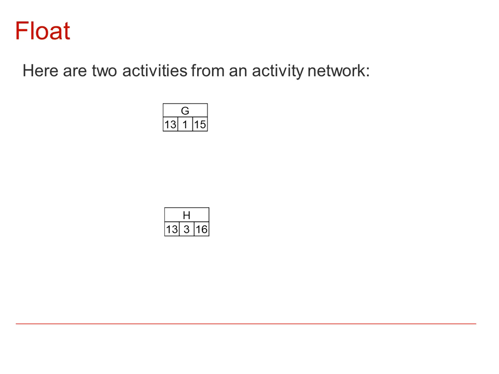So here we've got 2 activities, G and H. For G, the float is going to be equal to 15 minus 1 minus 13, so that gives us a total of 1. Whereas for H, the float is equal to 16 minus 3 minus 13, which is 0. So this is a critical activity.